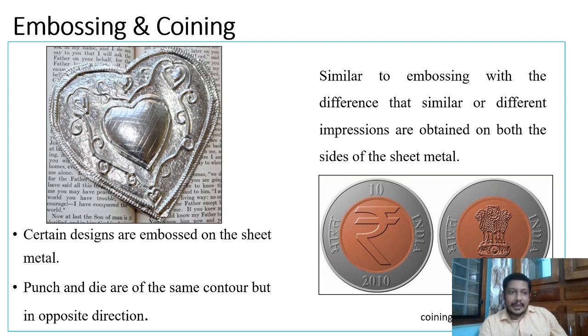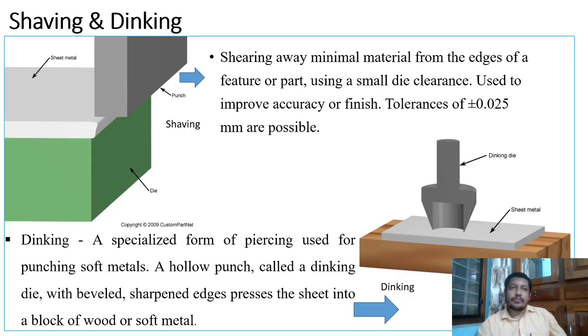In the case of embossing, the punch and die are of the same contour but in opposite directions. Whereas coining is similar to embossing with the difference that similar or different impressions are obtained on both sides of the sheet metal. That is called the coining operation.